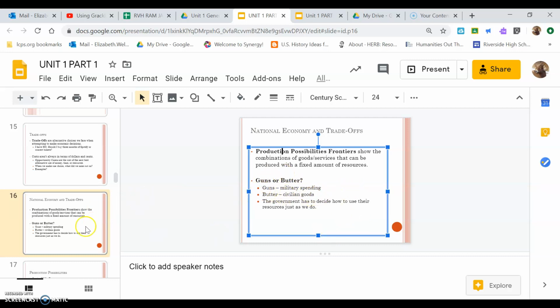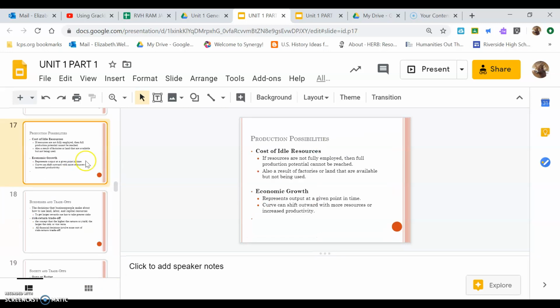So guns represent military, butter represents civilian. Let's move on. Oh, your cost of your idle resources. So right now you're seeing we're trying to employ all of our resources. But whatever you're not using, you're not being efficient and effective to the fullest, right? So it's important that we are as effective as possible.